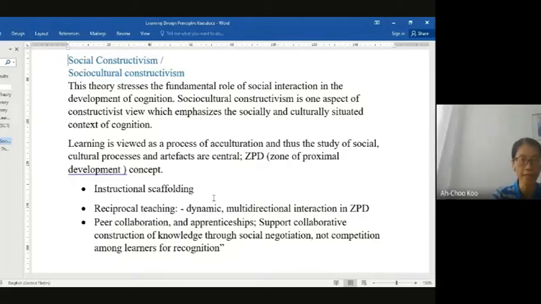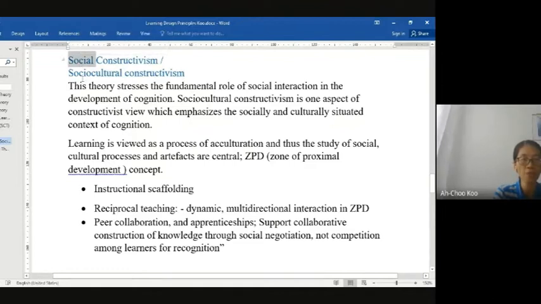Collaborative learning is actually one area of constructivism. Okay, we call it social constructivism, or in other terms, social cultural constructivism. This theory stresses the fundamental role of social interaction in the development of cognition. So social interaction is actually very important.